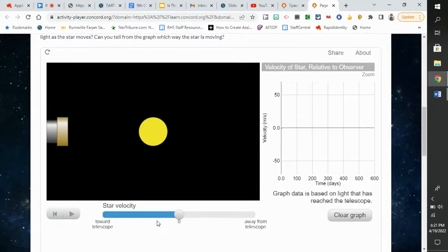So to manipulate this model, press play. This wave is showing the light coming from this star, and the telescope is on the left. The viewer is looking at the star through the telescope.